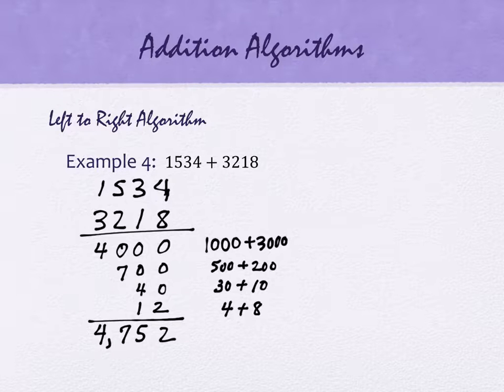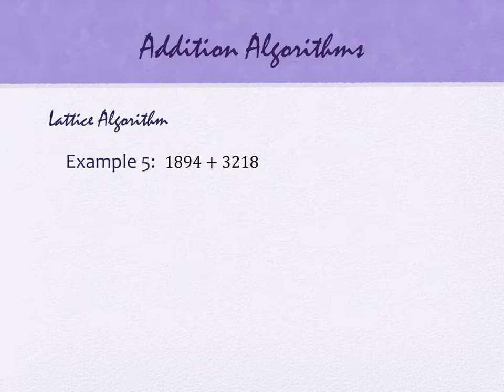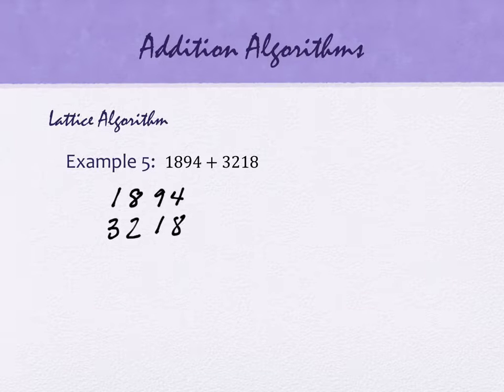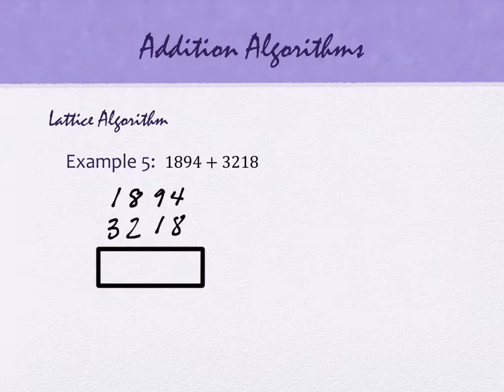Okay, this one's an interesting one. It's called the Lattice algorithm. So what we're going to do is we're going to write down, just like we did before, the two numbers, 1,894, 3,218. And what I want you to draw underneath them is, if you will, a long box that you divide into 4 columns. So the columns go underneath the place values, is your basic idea.